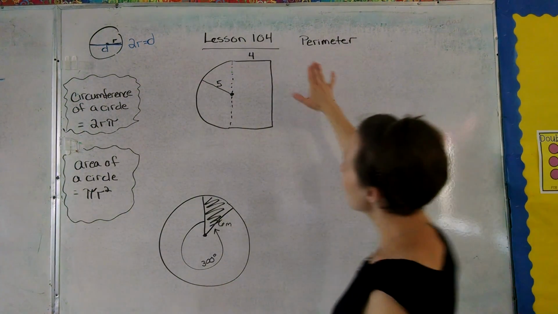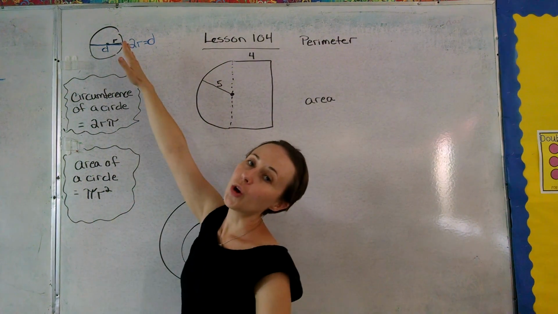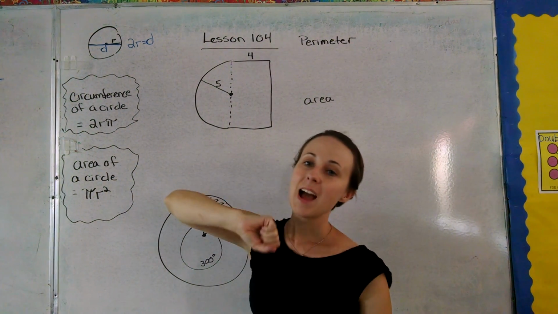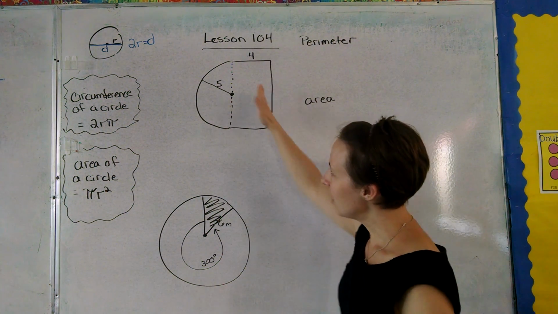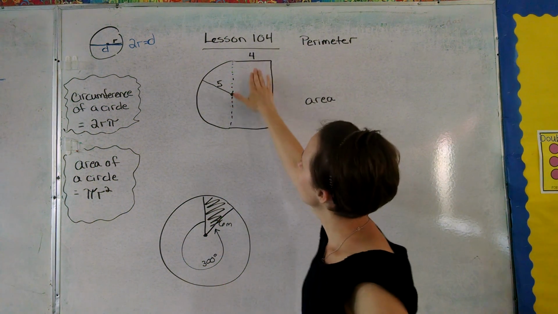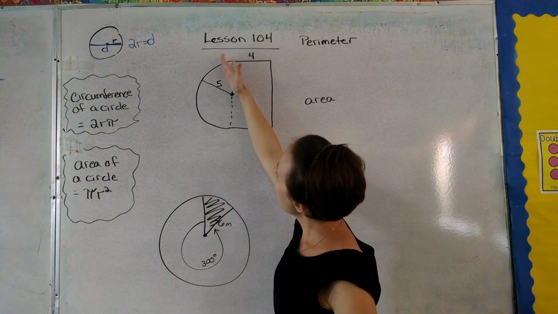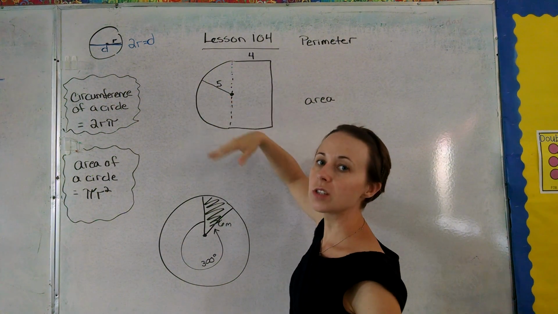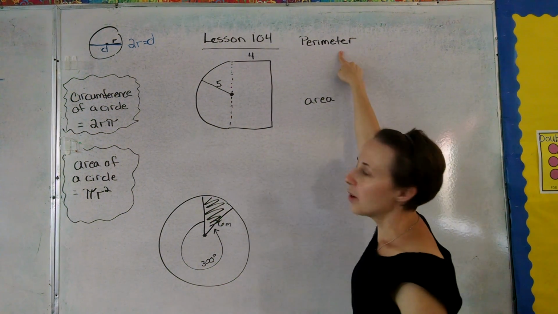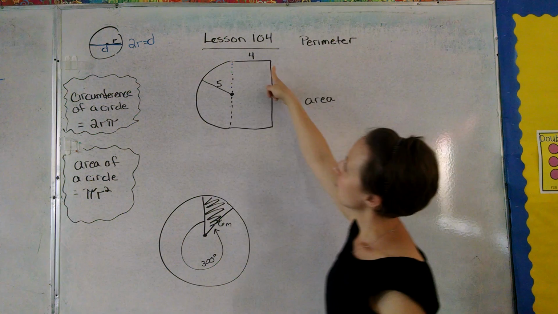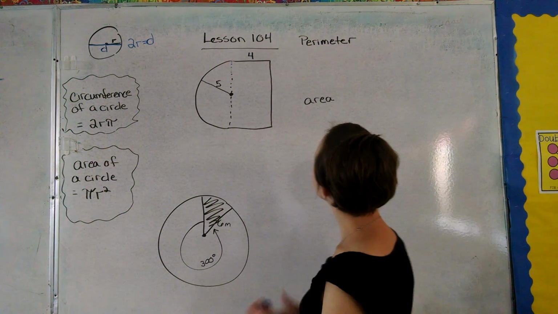Welcome to lesson 104. We're going to use your notes and what you know about circles to help us solve some real world problems. Here we have part of a basketball court. We have the sort of rectangular part here, and we have that half of a circle here, which we just learned is called a semicircle. We want to find the perimeter and the area of this half court, this half basketball court.